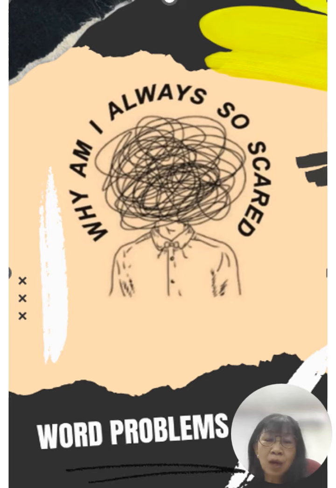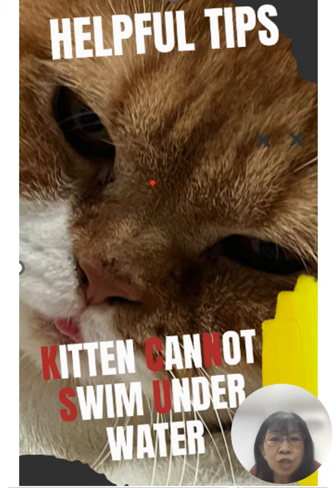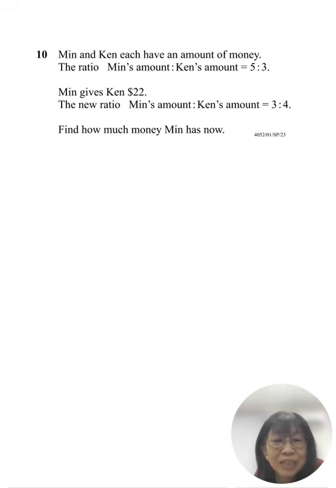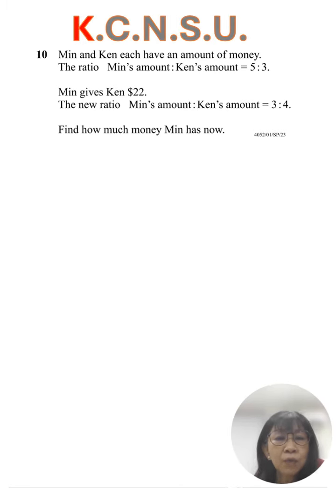In this video, I'm going to show you one strategy that I find very useful to help you solve word problems. This strategy is called Kitten Cannot Swim Underwater. In this lesson, the example that I'm going to use is a question from an O-level specimen paper. So we are going to apply KCNSU over here.